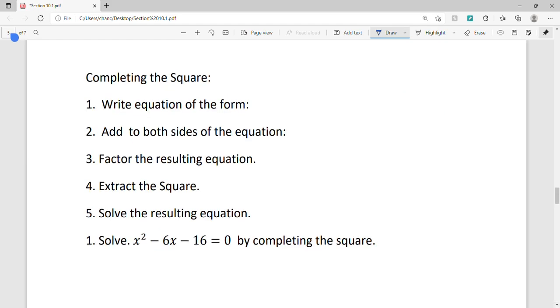Now we're going to learn a third strategy. So the first one was factoring. The second one was extracting the square. Now the last strategy is called completing the square.